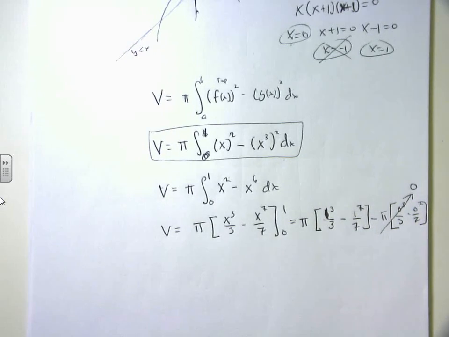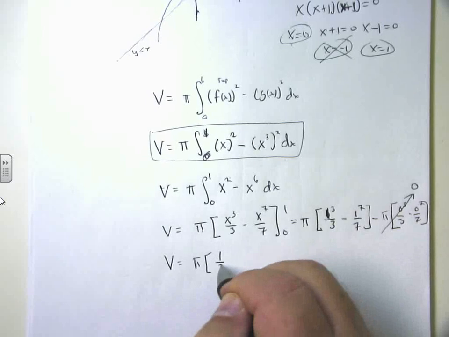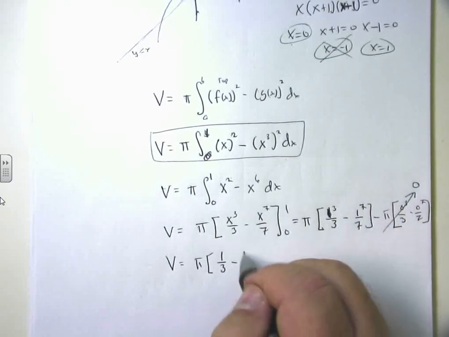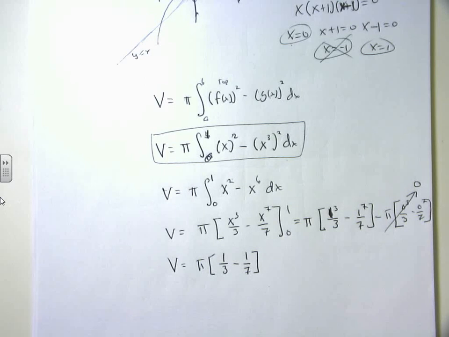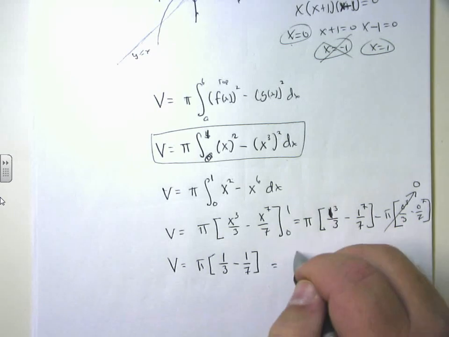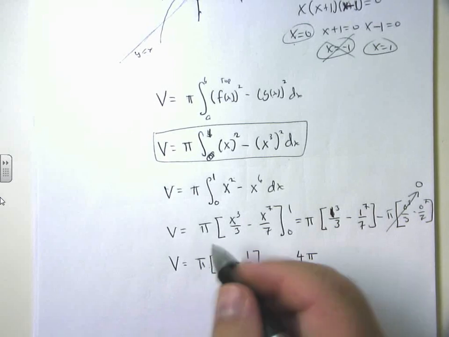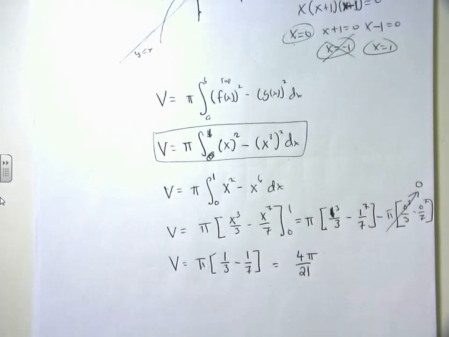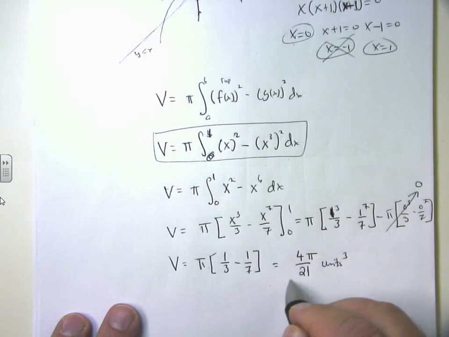So when I clean this up, volume is equal to pi times 1 cubed is 1 third, minus 1 to the 7th is 1 seventh, minus 0. Cleaning up my fractions there, 1 third minus 1 seventh. I can go for the common denominator, or I can just use my calculator, which is what I'm doing. I end up getting 4 pi over 21. Don't forget your pi, because this is that rotation stuff. 4 pi over 21 units cubed. This will be my volume.